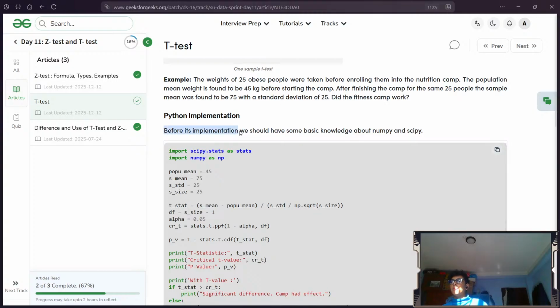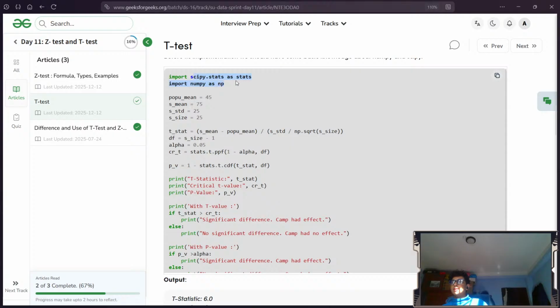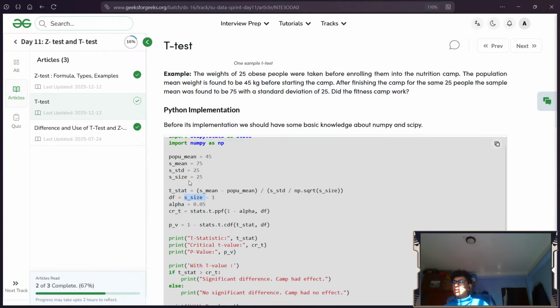Okay, now we'll be doing that in Python. Before its implementation, we should have some basic knowledge about NumPy and SciPy. Import scipy.stats as stats, import numpy as np. Population mean is equal to 45, sample mean is 75. Standard deviation is sample standard deviation 25, sample size 25. So t is sample mean minus population mean by standard deviation by square root of sample size. Degree of freedom is sample size minus 1 for one sample t test.